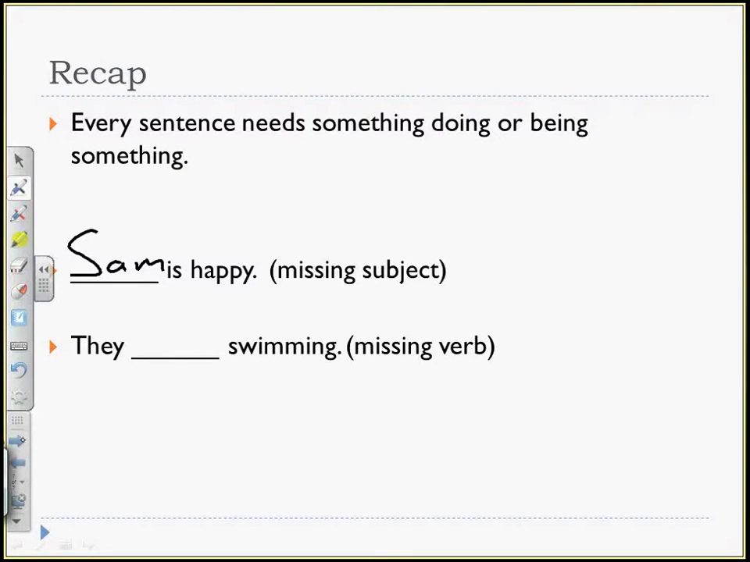They swimming. That sentence isn't complete because it's missing a verb. So they, that's your subject, but if you put your verb here, are swimming, now you've got a complete sentence. But if you're missing the subject or the verb, your sentence is incomplete and it's called a fragment.